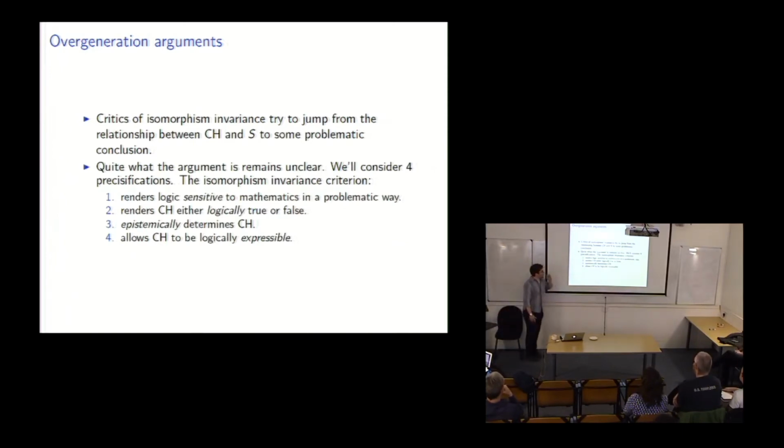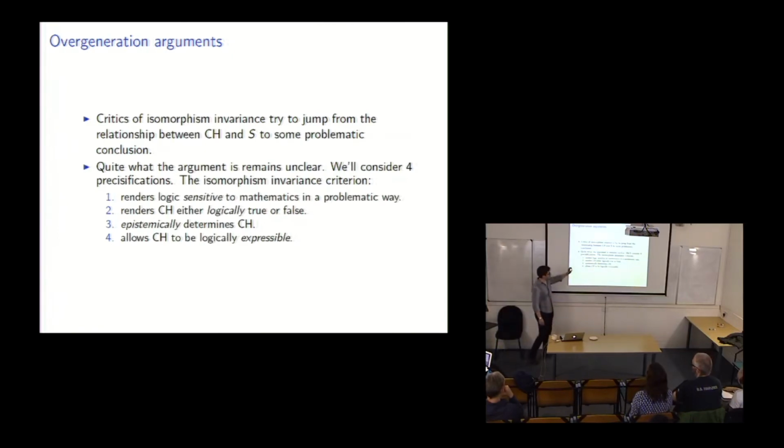Okay. Here are the 4 versions of the argument that we're going to go through. These are the 4 problematic conclusions that we might get to. First, isomorphism invariance renders logic sensitive to mathematics in a problematic way. We'll say a lot more about what we mean by sensitive, but that's the first general thought. Second, it renders the continuum hypothesis logically true or false. So if you buy into isomorphism invariance, you don't just have to buy the truth of the continuum hypothesis or its falsity, you have to buy into its logical truth, and that might worry you.